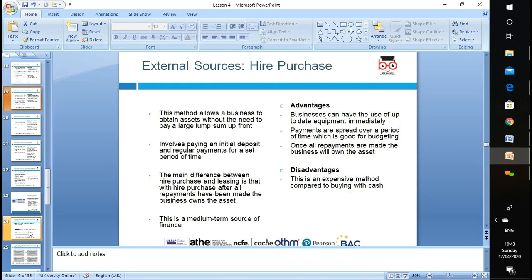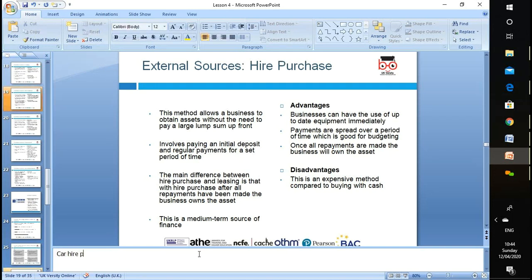You go hire purchase. Yes, you can do hire purchase. This method allows businesses to obtain an asset without the need to pay a lump sum amount up front, and the business can use up to date equipment. Of course, if you need equipment, you can get it by using a hire purchase agreement with the company, and that is quite useful as well to raise the money in the business. So guys, this is also a useful tool to raise the money, and various companies use hire purchase, and almost every company has some sort of hire purchase agreement.